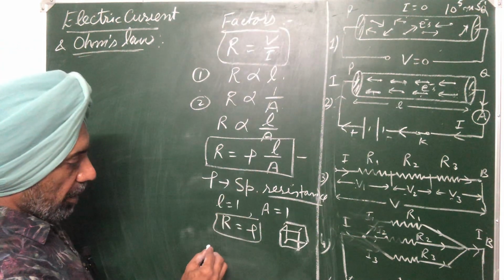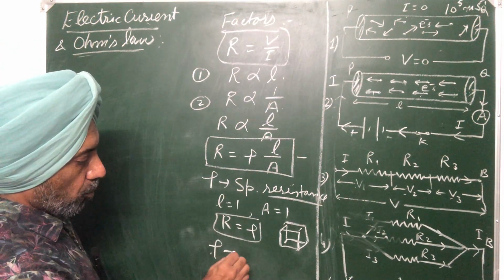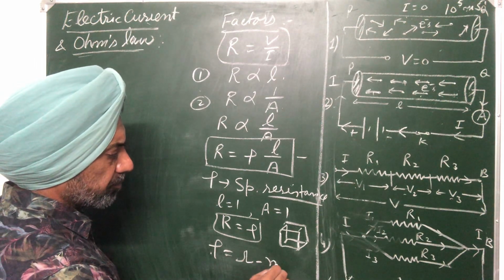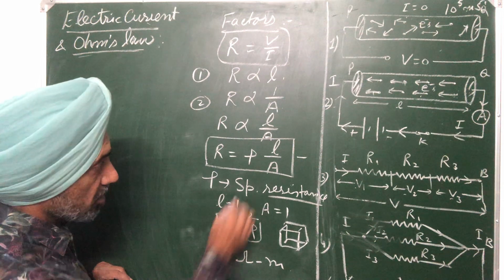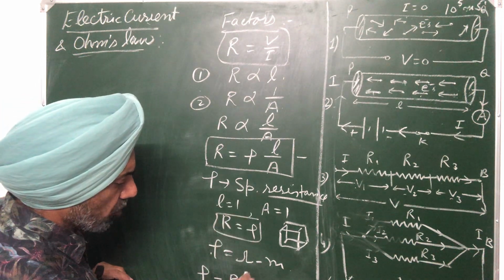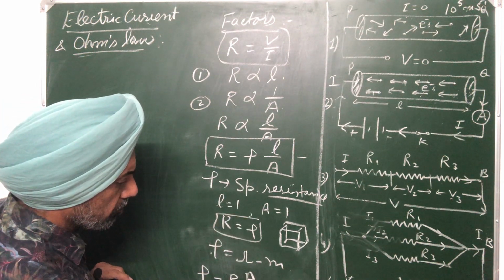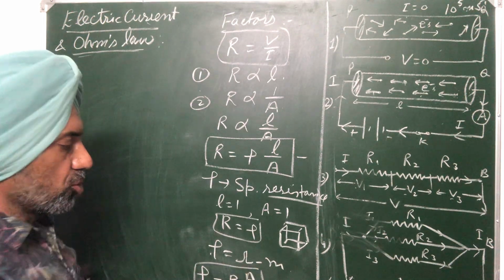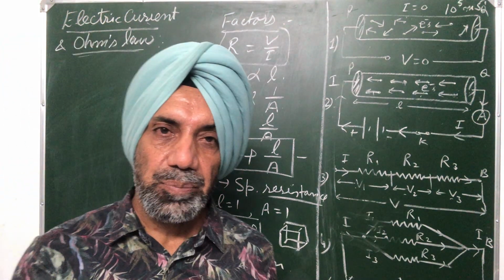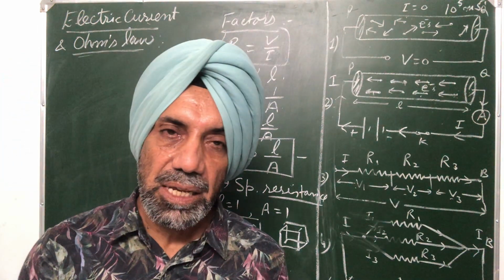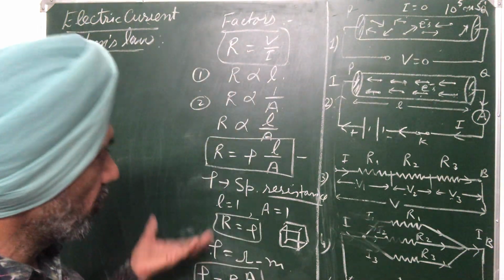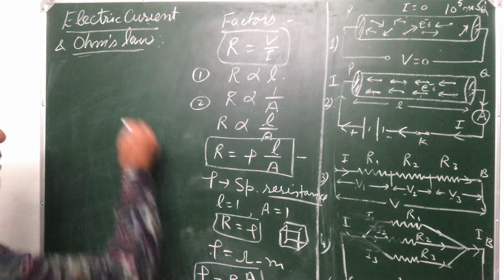So its units will be ohm meter, because from this expression rho is equal to R into A upon L. So units of specific resistance or resistivity will be ohm meter, or sometimes we take it as ohm centimeter if length is in centimeter.